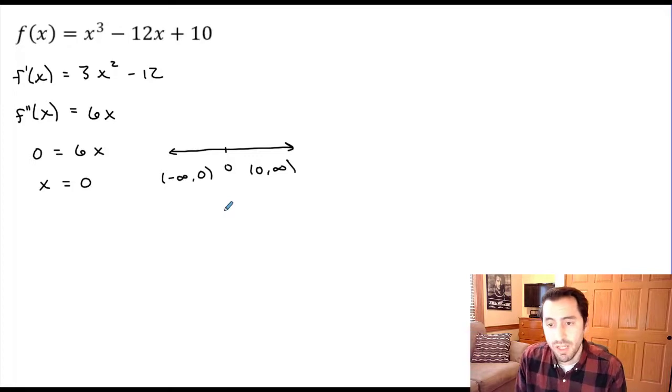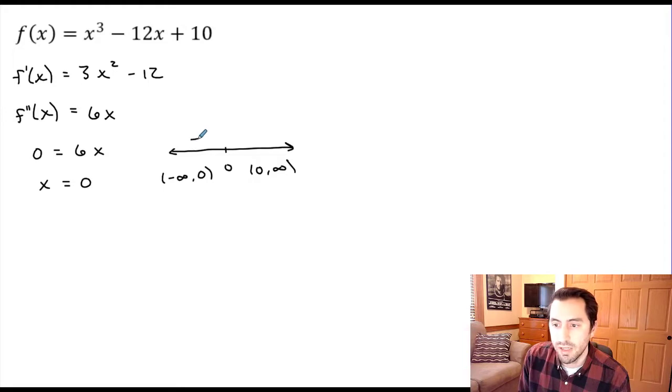Now, the test for concavity: we're going to test these intervals to see where our second derivative is positive and where it's negative. So if I plug in a negative number, 6 times a negative, we get a negative. So everything to the left of 0, my function is concave down. And now if I plug in a positive, 6 times a positive, we get a positive number. So that means everything to the right of 0, my function is going to be concave up.